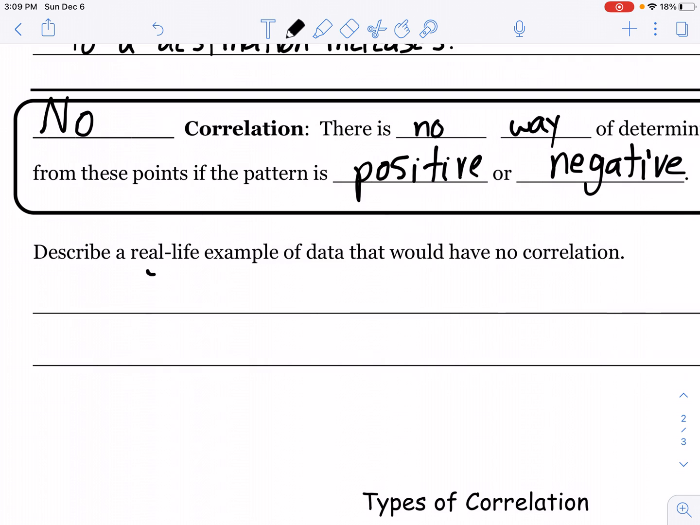So we could say IQ versus shoe size. Okay, so there's no discernible relationship, whether it's a positive correlation or a negative correlation, of IQ versus the size of shoe that you wear.